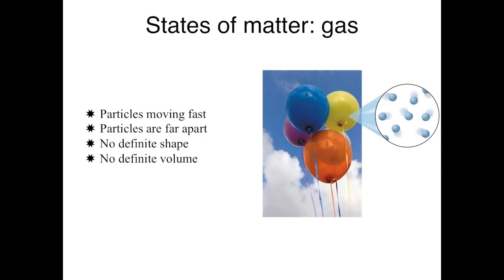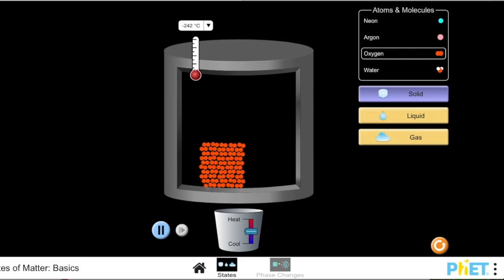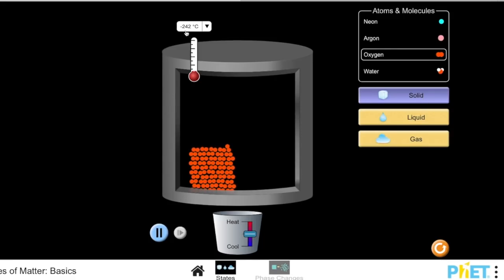To summarize the states of matter, I'd like to give you a molecular perspective of what we just discussed. If you go to phet.colorado.edu, you can see a simulation of the states of matter in its molecular view. For example, I've chosen oxygen. In its solid state, at negative 242 degrees Celsius, it holds its shape. Even with gravity, this does not flow down into its container. It holds the shape of a solid.